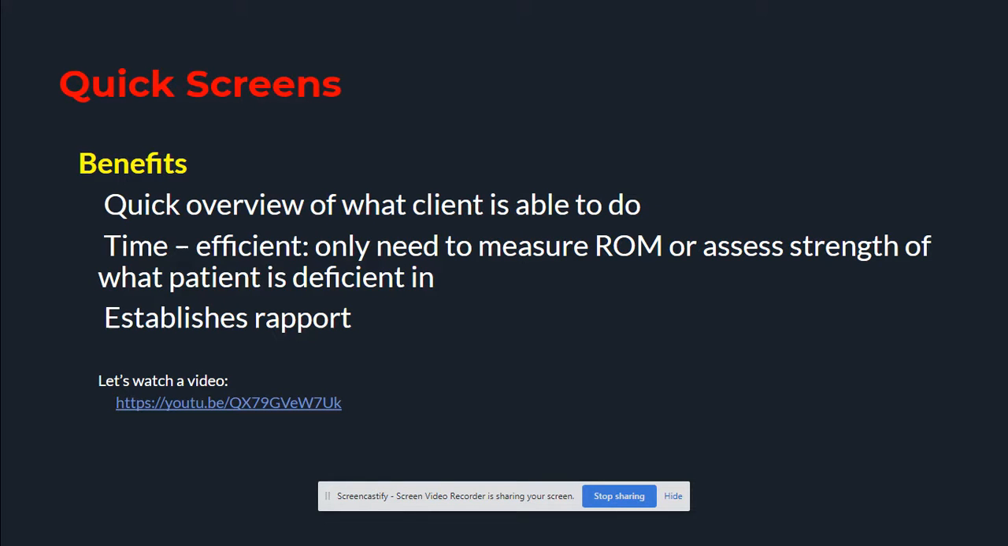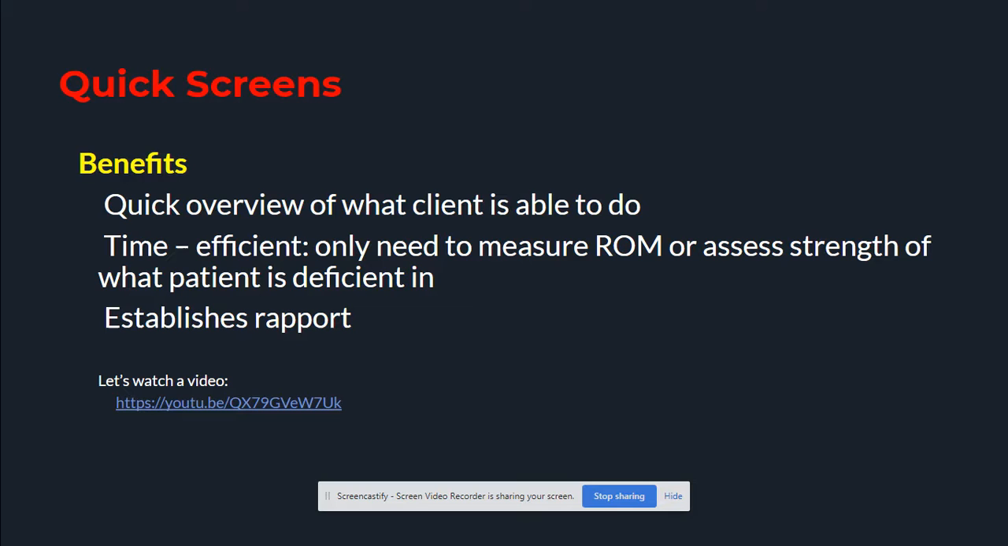So when we talk about quick screens, this is really getting a quick overview of what the client is able to do. This allows us to be much more efficient with our time, because then we only need to either measure the range of motion or assess a person's strength in what a person is deficit in.